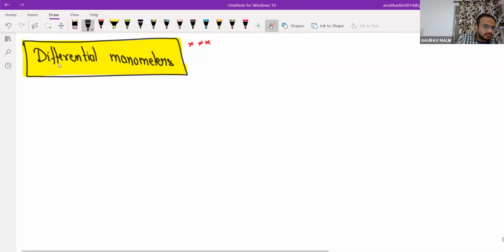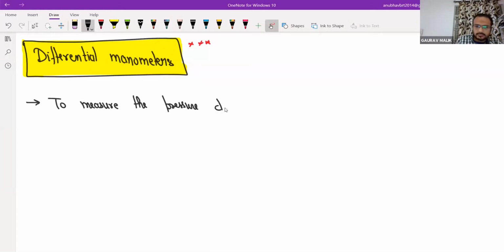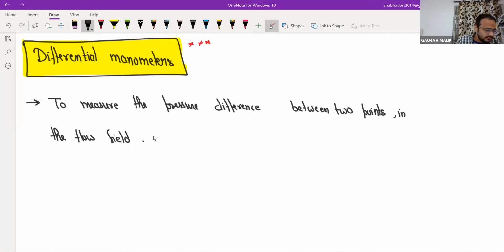Differential manometers. Write down: to measure the pressure difference between two points in the flow field, the manometer which is frequently used.